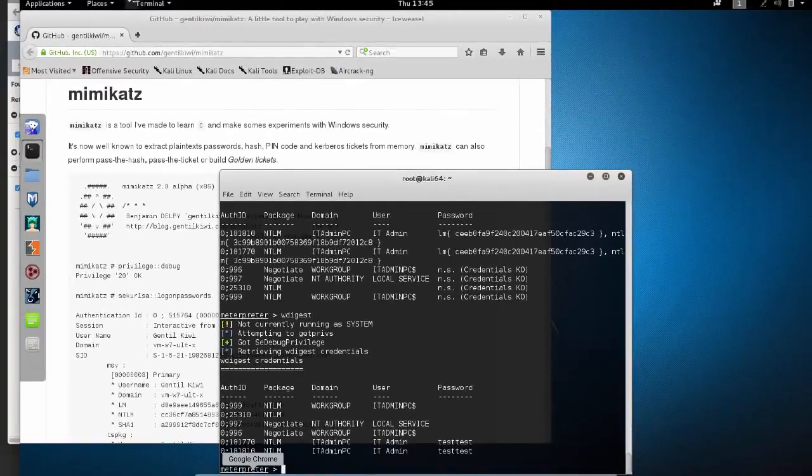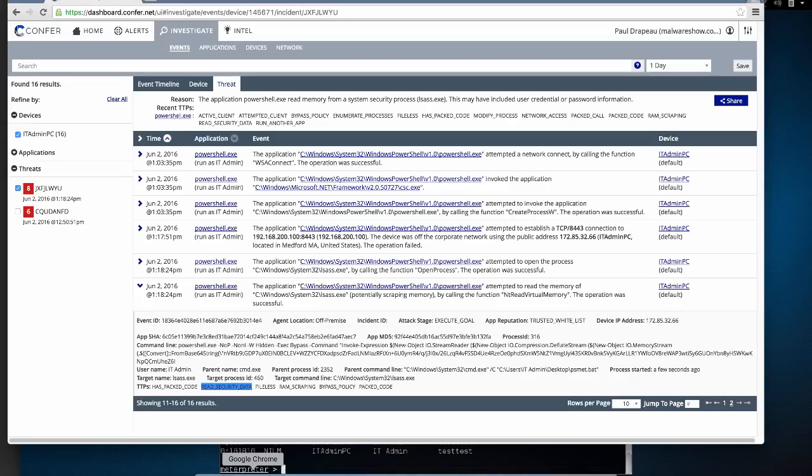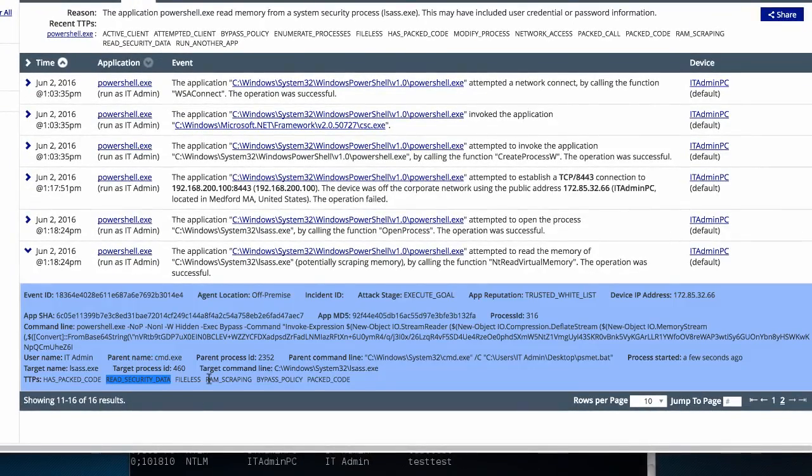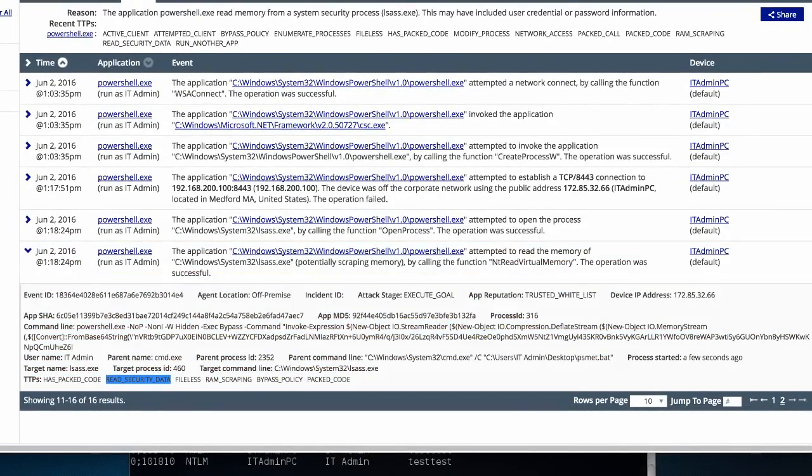Confer detects the malicious behavior of the PowerShell process and identifies the threat. In this case, showing critical security data, including credentials, have been read from the compromised system.